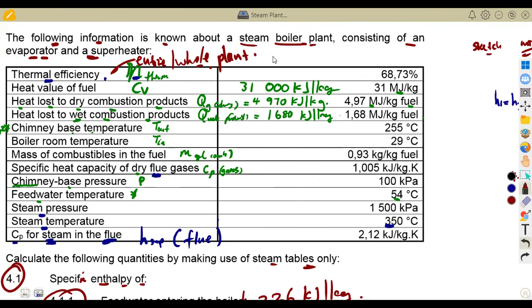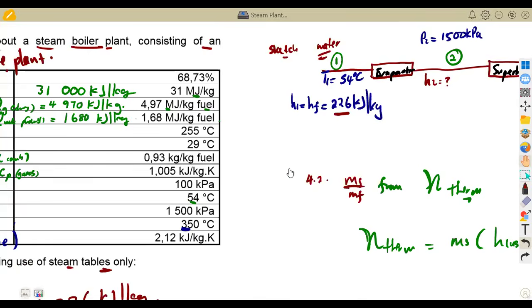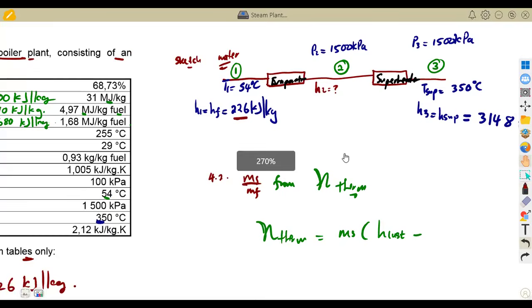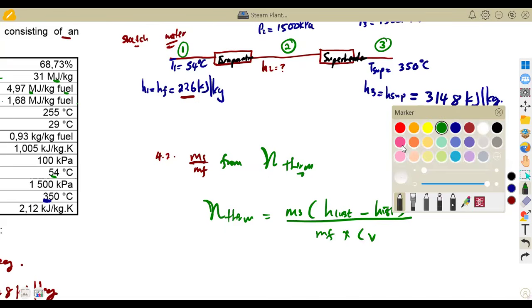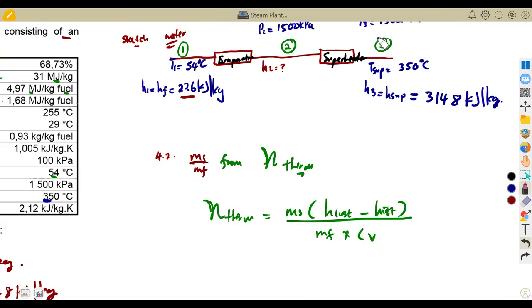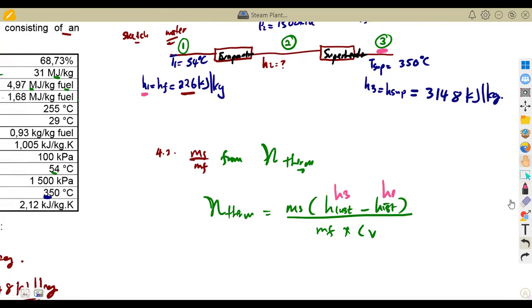Unless they specify that the thermal efficiency affects the boiler only, you use it for the entire plant. And I said this is H last minus H first, everything over the mass of fuel times the calorific value. So according to our plant, the last enthalpy that we have is H3. That's where you focus, with what you're given on your diagram. There it's H3. What about our H first? Which means we're talking about H1. So this is our formula that we are supposed to have.